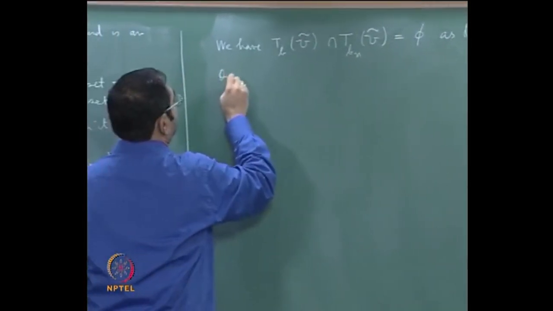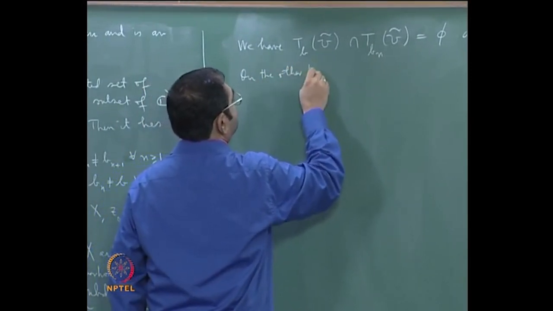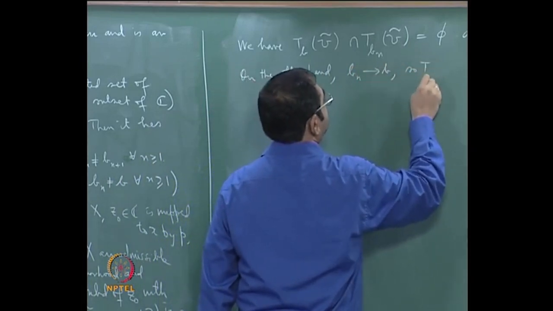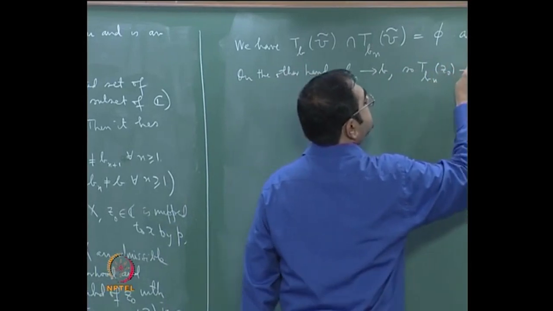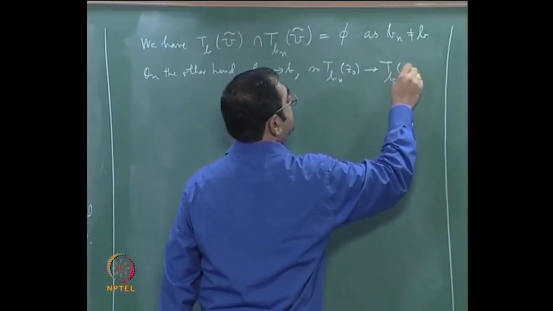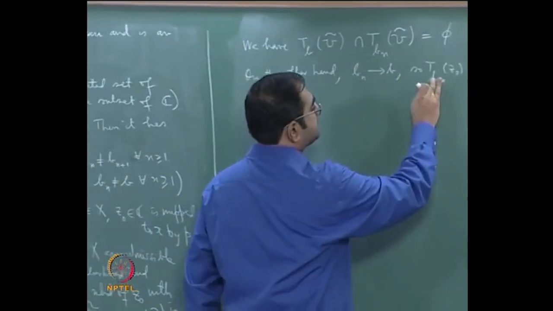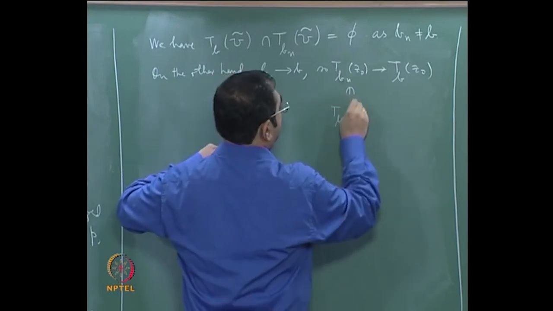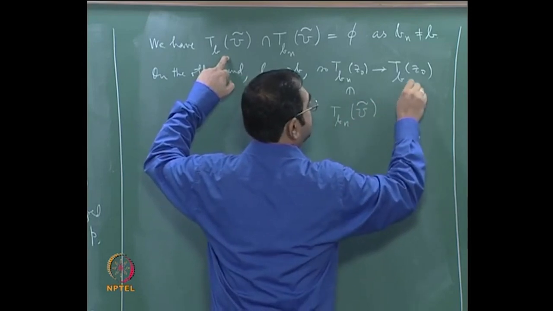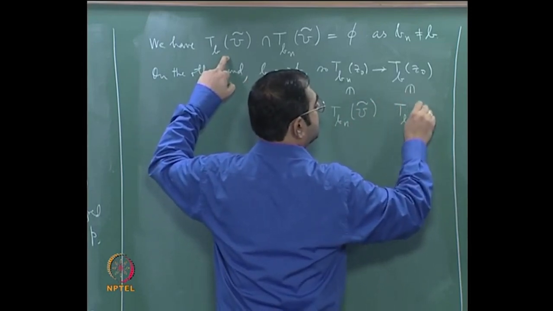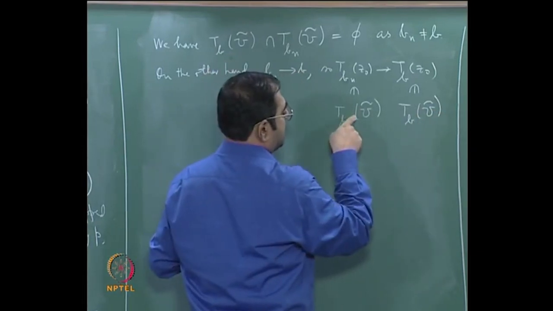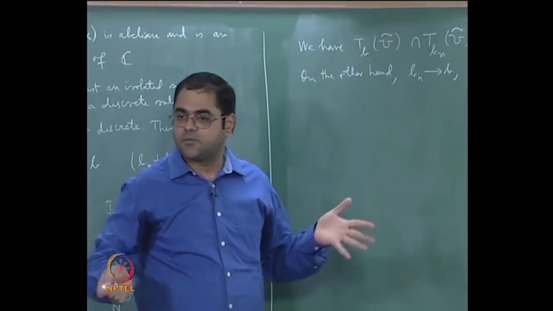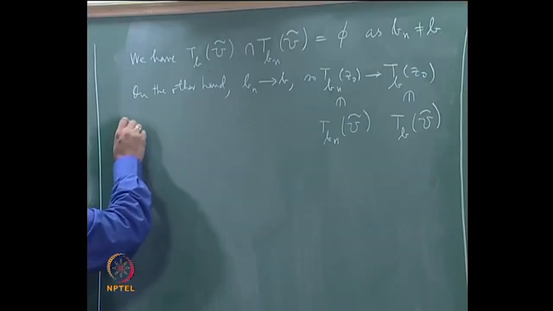On the other hand, b_n tends to b, so translation by b_n of z naught tends to translation by b of z naught. And translation by b_n of z naught is going to belong to translation by b_n of U tilde, and this is going to belong to translation by b of U tilde. So these two sets have to intersect if b_n tends to b, but that's not possible.